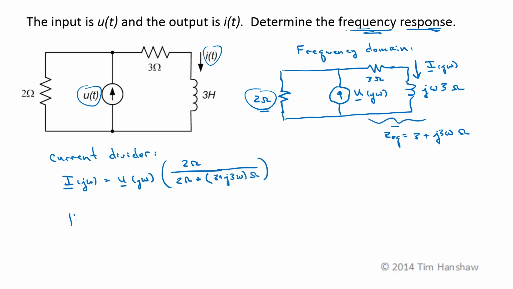The frequency response, H of j omega, is the ratio of the output, which is I of j omega as a phasor, to the input, U of j omega. So dividing both sides by U, this becomes 2 over 2 plus 3, which is 5, plus j3 omega. And there is our answer.